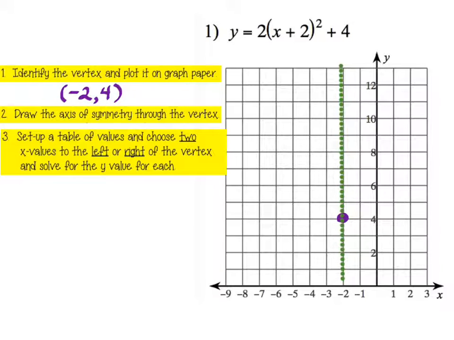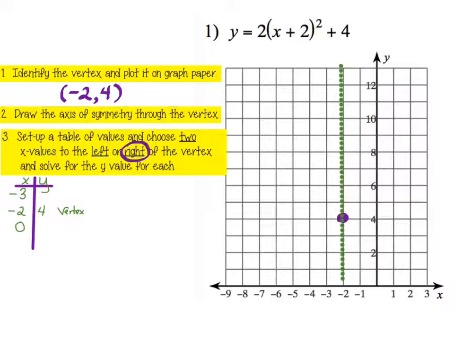And then next, this is where you choose a couple, and it says 2, but you can do more than that. You shouldn't do any less, but let's take a look at what that looks like. When I create a table of values, I'm just going to stick the vertex right there in the middle. And I'm going to choose a number a little bit higher and a little bit lower by different increments. Notice that between -2 and -3, it's an increment of 1. And between these two, it's an increment of 2. I'll show you why we do that here in a second.